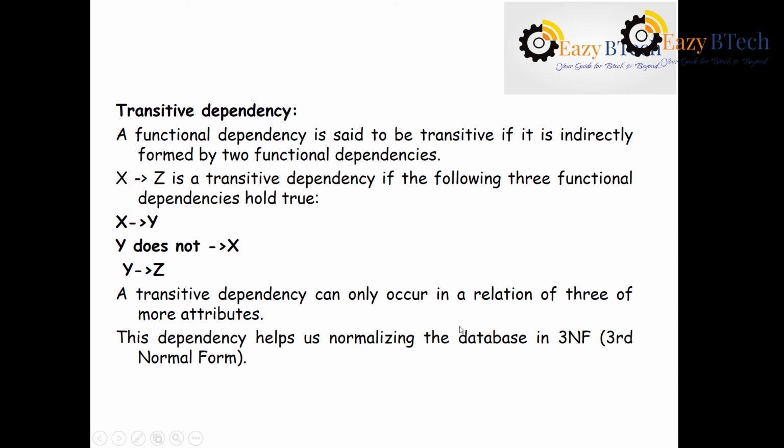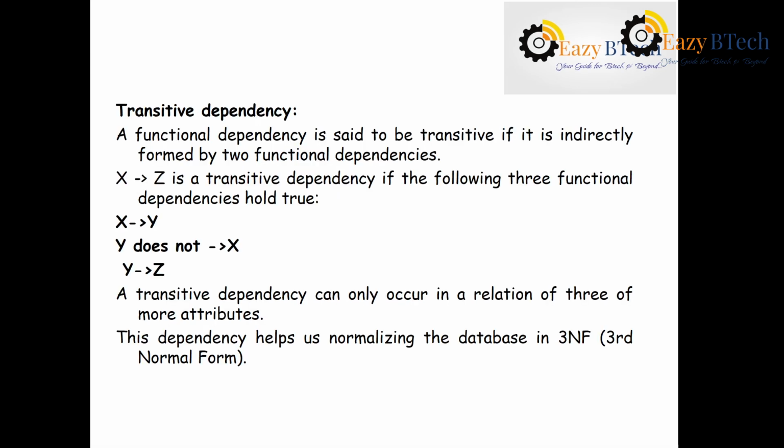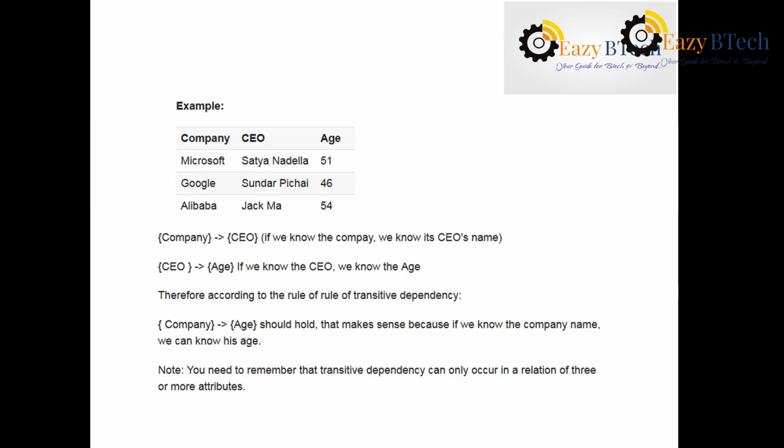Next, transitive dependency. What is a transitive dependency? A functional dependency is said to be a transitive dependency when X depends on Z, not directly, but indirectly. X depends on Y, Y does not depend on X, and Y depends on Z. This is called a transitive dependency. If a relationship has a transitive dependency, then that is called the third normal form.